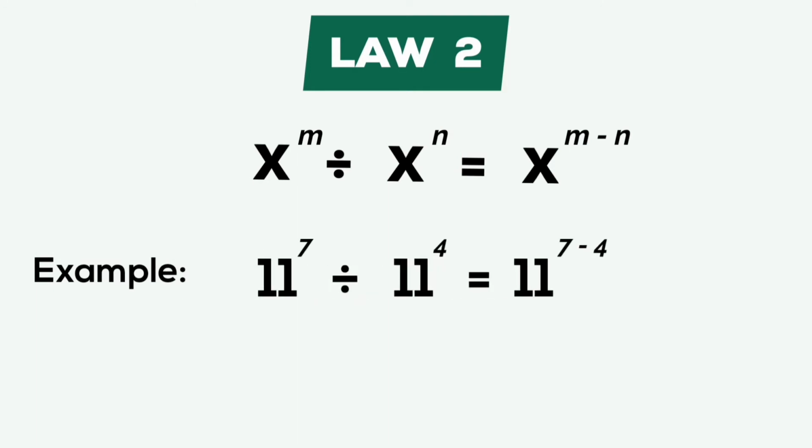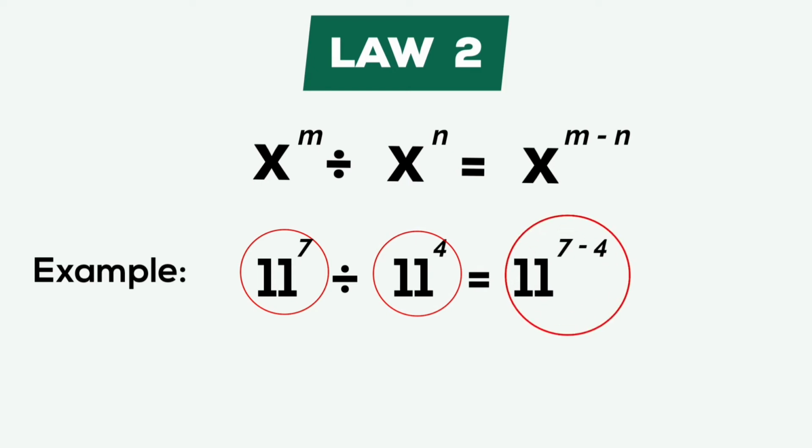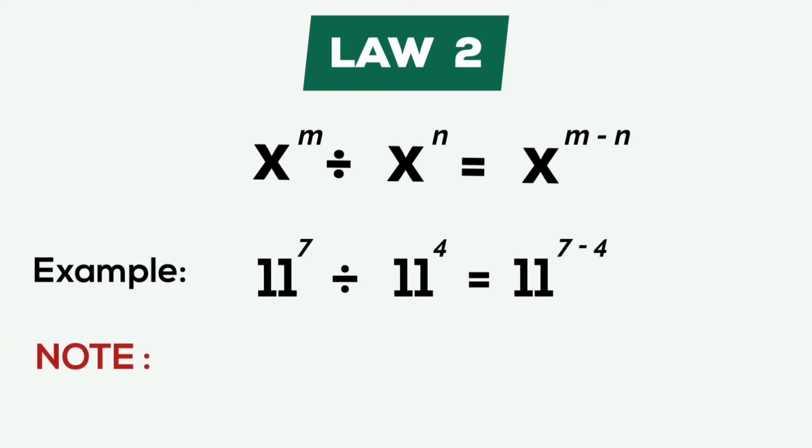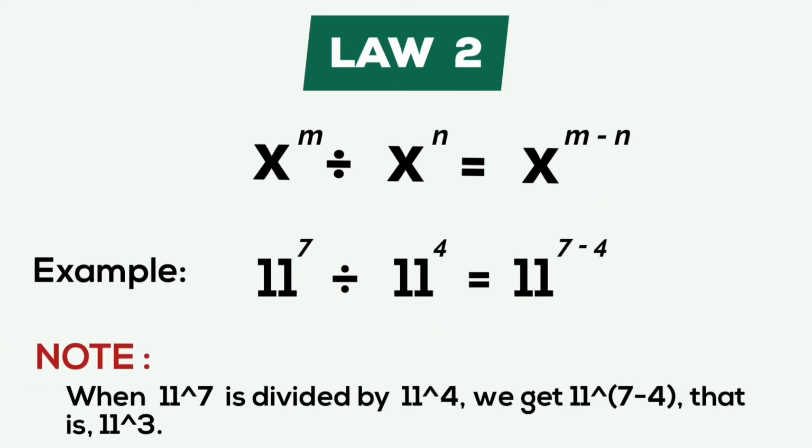For example, 11 raised to 7 divided by 11 to the power 4 is equal to 11 to the power 7 minus 4. When 11 to the power 7 is divided by 11 to the power 4, we get 11 to the power 7 minus 4, that is 11 to the power 3.